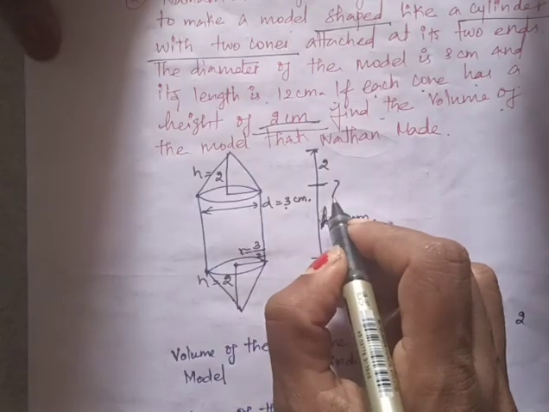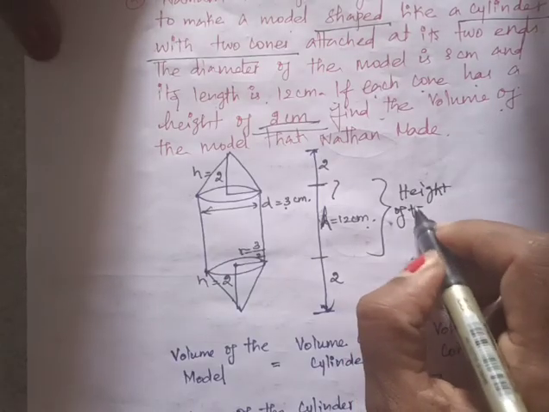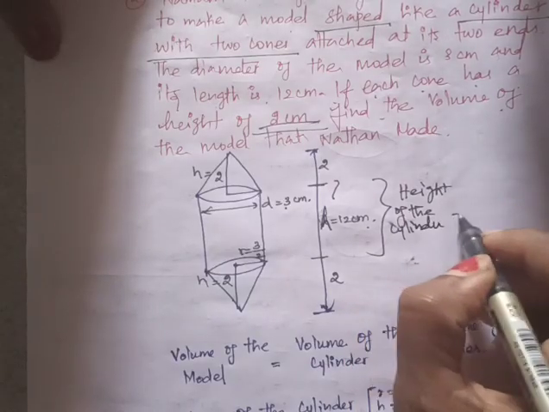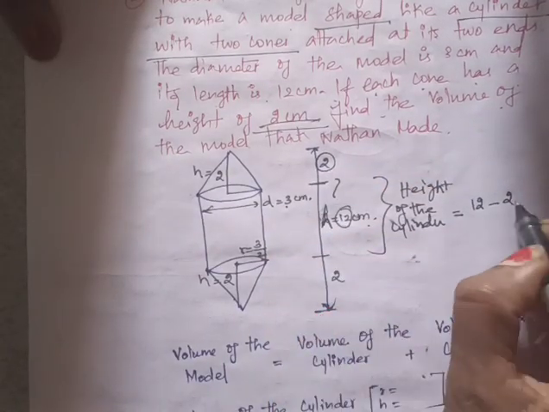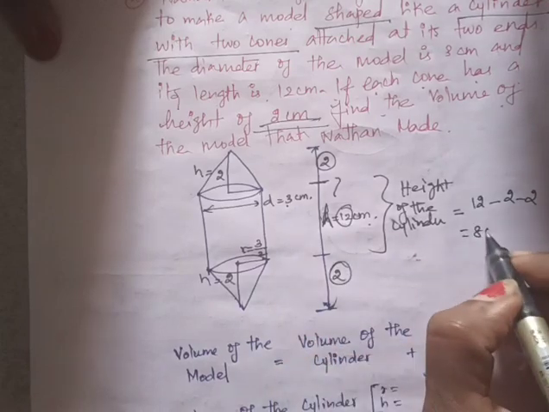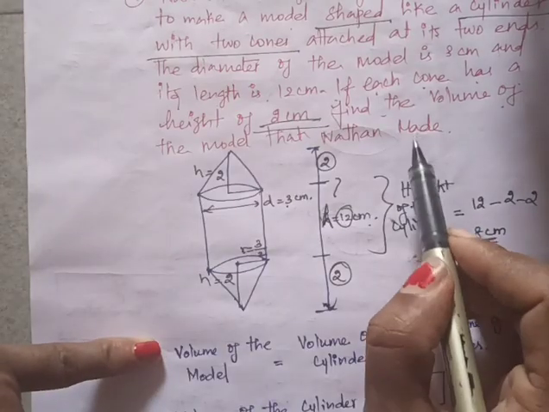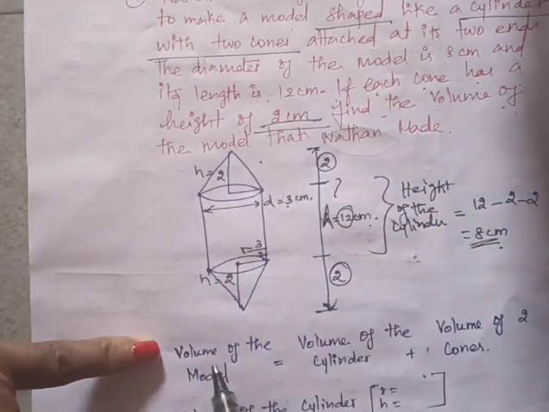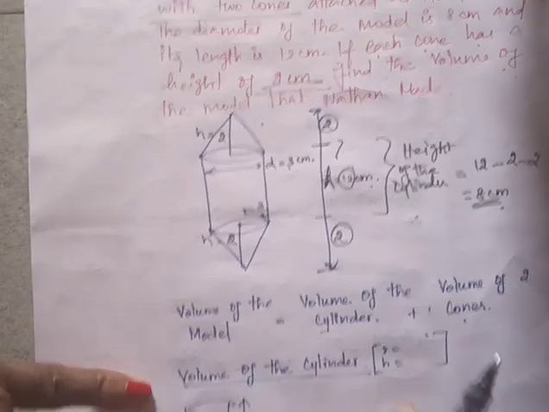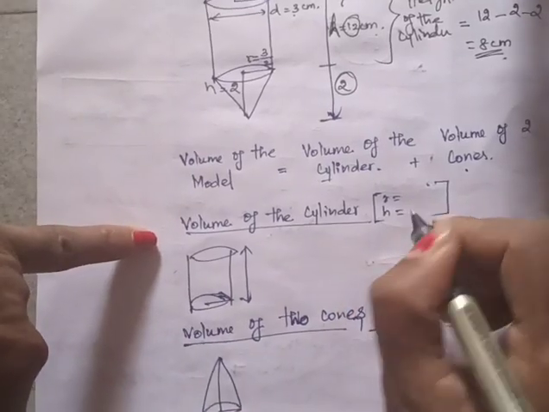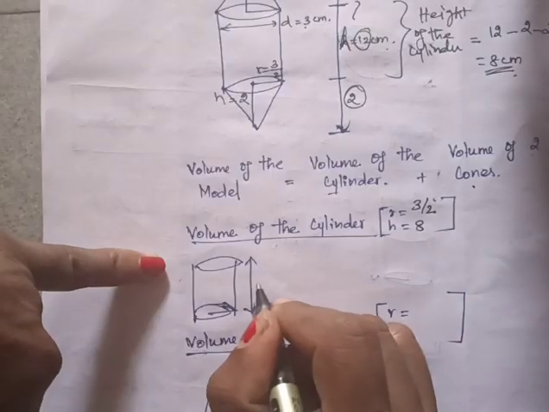The remaining part is the height of the cylinder. Height of the cylinder is equal to 12 minus 2 minus 2. We get 8 centimeter as the height of the cylinder. In this question, we have to find the volume of the model. Volume of the model is equal to volume of the cylinder plus volume of the cones. Volume of the cylinder: here the radius is 3 by 2, height of the cylinder is 8 centimeter.